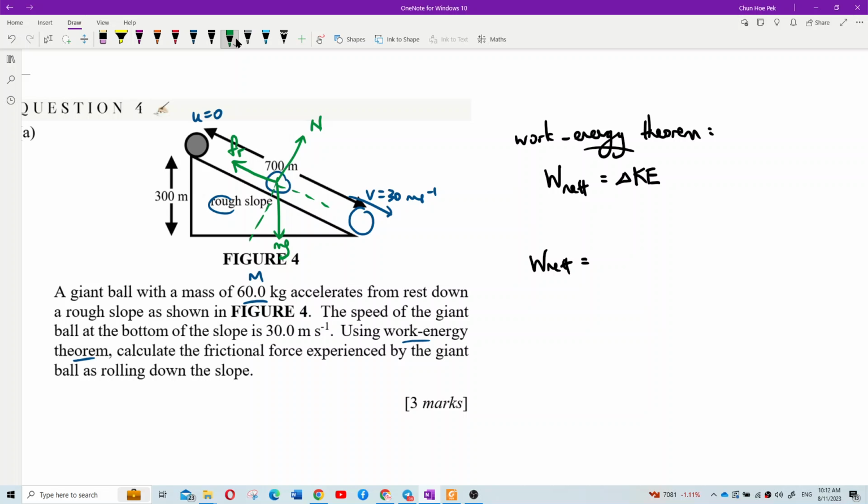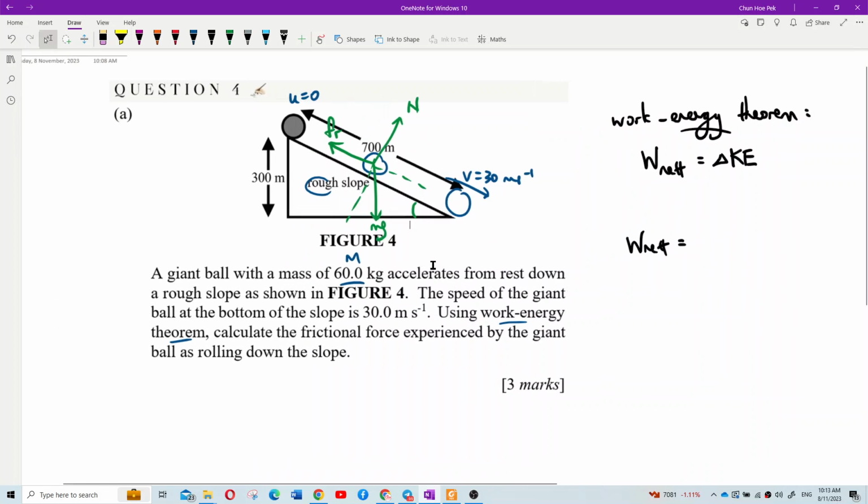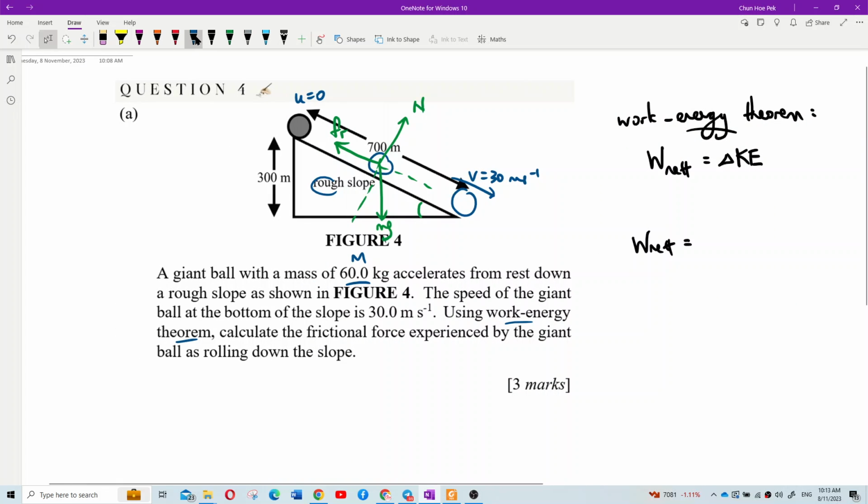So he didn't give you the angle of the slope. No need, because that's why I give you 300, 700. He needs you to find it yourself. Use sine theta equal to 300 over 700. So find your angle first, class. This theta is important. This is the x-axis, this is the y-axis. Remember? So this will be the theta also.